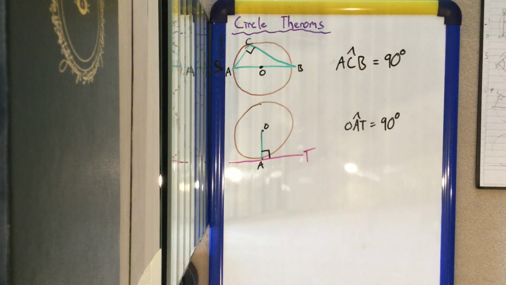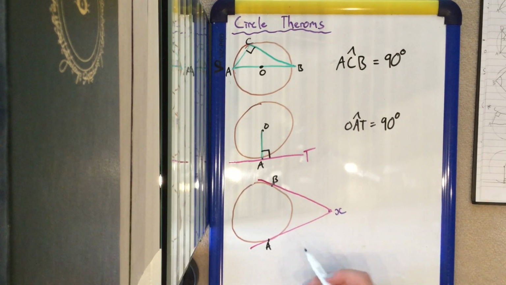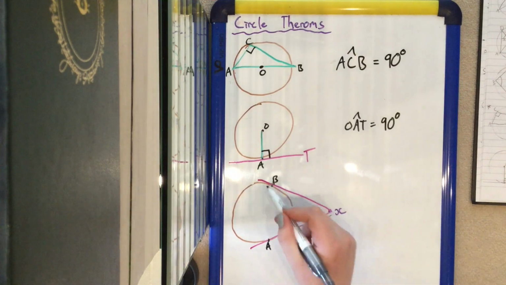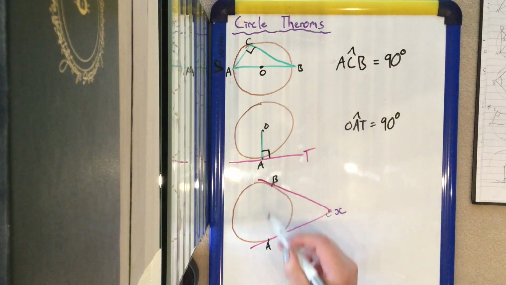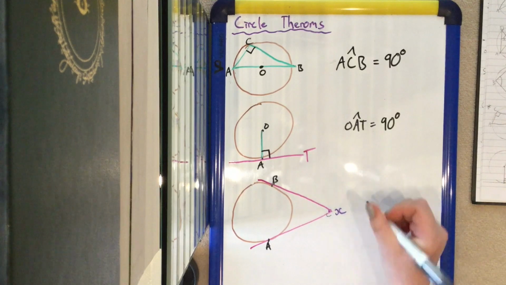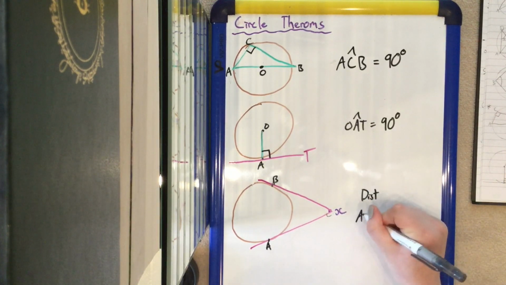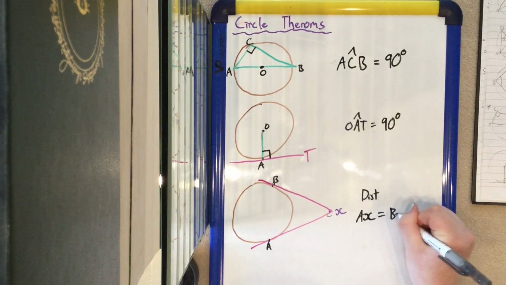The other most common rule involving tangents is that if two tangents to a circle, in this case A and B, originate from the same point X, then the distance AX is the same as BX.